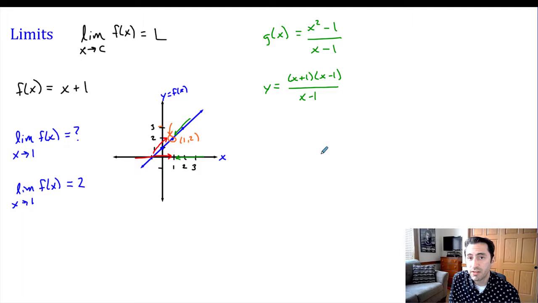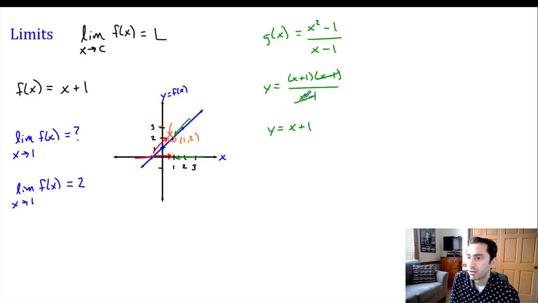And written like this, we can see that we have a common factor of x minus 1 that's going to simplify. So the simplified equation we end up with is y is equal to x plus 1, which is actually the same equation we had in our first example. However, because that common factor simplified out, what we end up with is a hole in our graph.